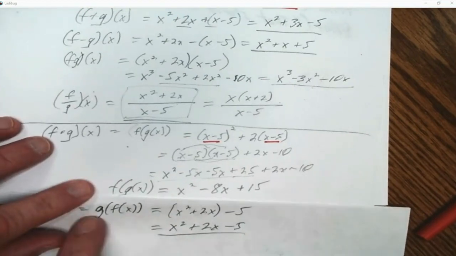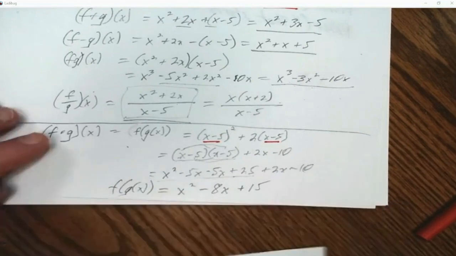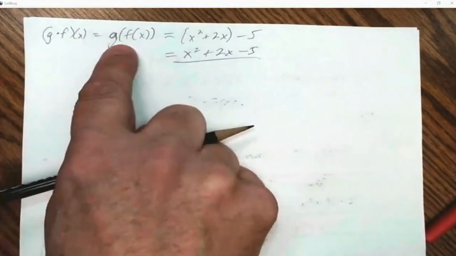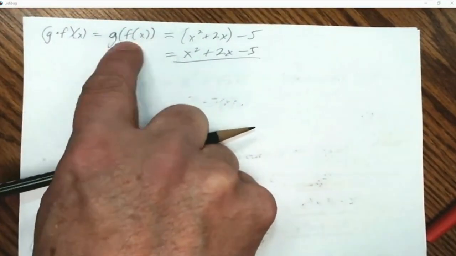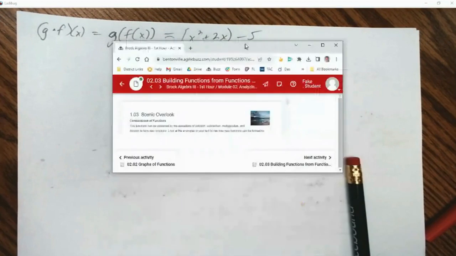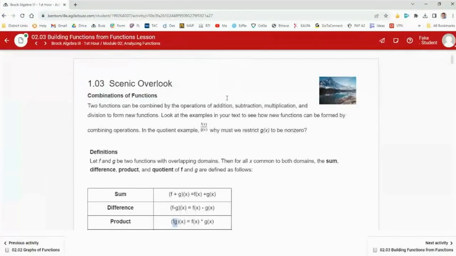So get good at this. G of f, f of g of x, g of f of x. Practice that. That's the only way to get good at it. Substitute one equation into the other equation and then simplify. All right. Because we're going to need to know how to do that in our next lesson here. Let's look at the next lesson.